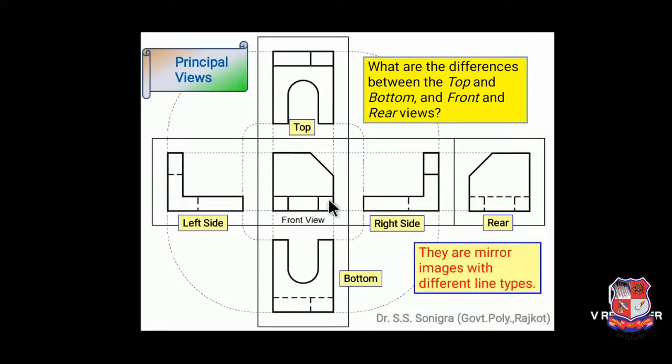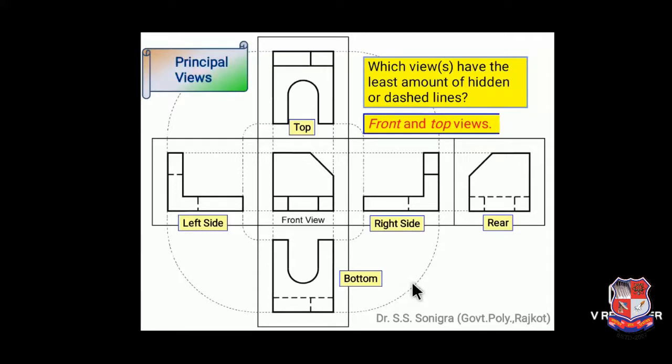See, you can say here these two, that is front view and rear view, are also mirrors of each other. Just there is a difference in types of line. This line is a full line in front view and this line is a dotted line in rear view. Similarly, these two lines are full lines in front view and these two lines are dotted lines in rear view. Same is true for top view and bottom view. In top view also, the mirror image of top view is bottom view. Only the difference is this line. This line and this line are full lines in top view and here they are dotted lines in bottom view.